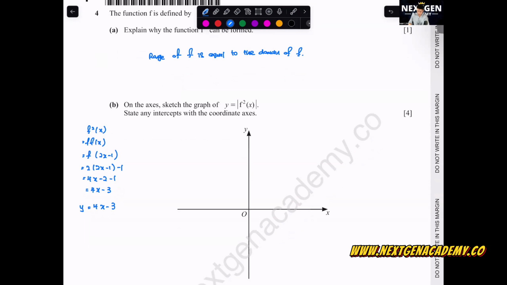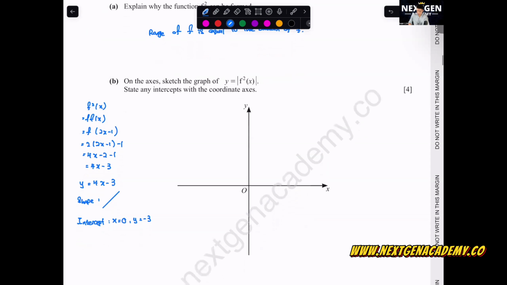Okay, first thing, what is the shape? The shape, it is a straight line going up. Then we calculate what are the intercepts. Okay, intercepts, you've got x equals 0, y is equal to negative 3. You all can write down the working also. y equals 0, x is equal to 3 over 4.